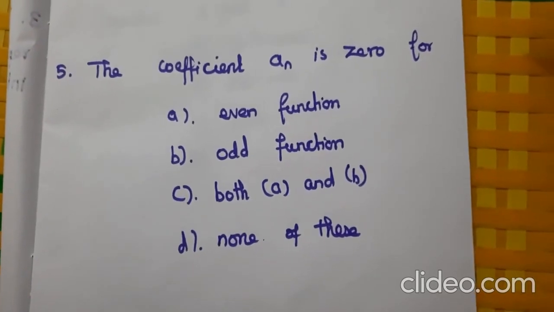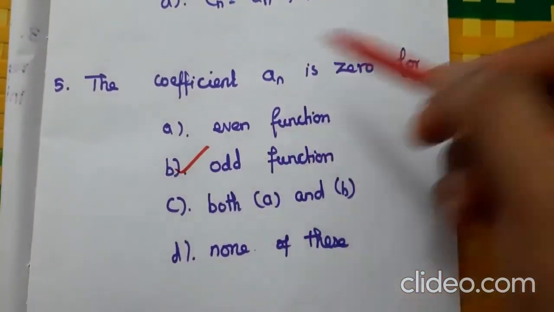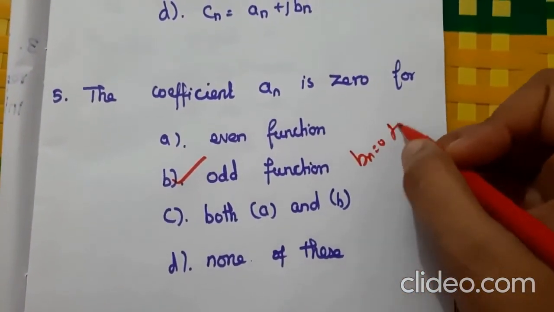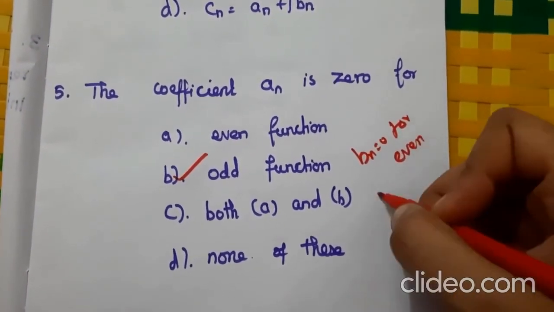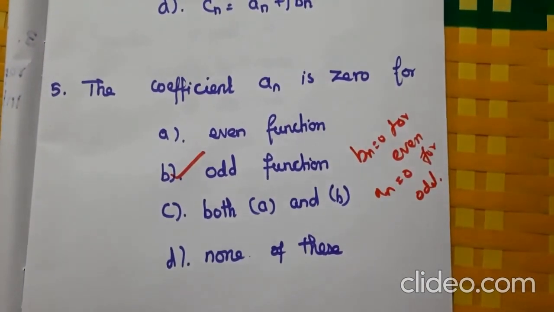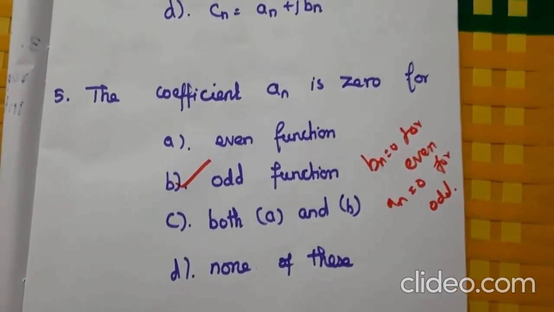Next question, the coefficient an is 0 for odd function. So here the answer is B. And bn is equal to 0 for even function, and an is equal to 0 for odd function. So here they are asking for an, so here the answer is B, odd function.